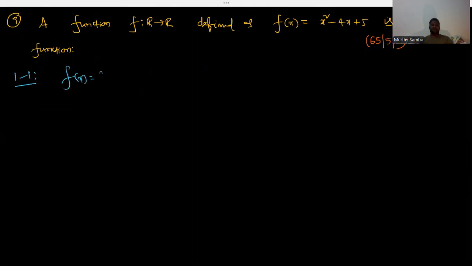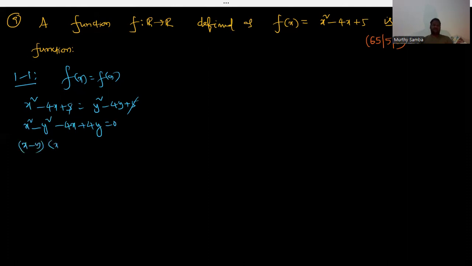f of x is equal to f of y, right? f of x equal to f of y means x square minus 4x plus 5 is equal to y square minus 4y plus 5. Again, 5 and 5 get cancelled. x square minus y square minus 4x plus 4y is equal to 0. x square minus y square is x minus y times x plus y. If you take minus 4 common, then it is x minus y. So totally you can take x minus y times x plus y minus 4 is equal to 0.